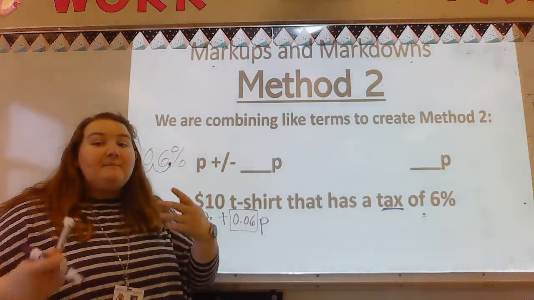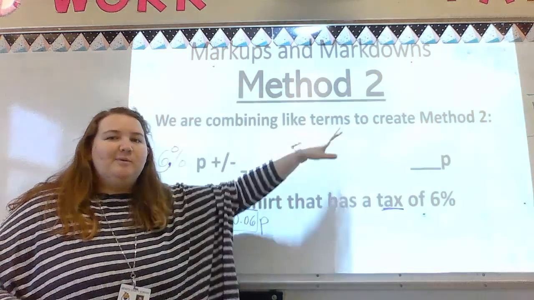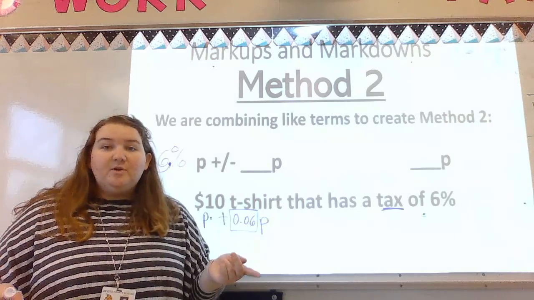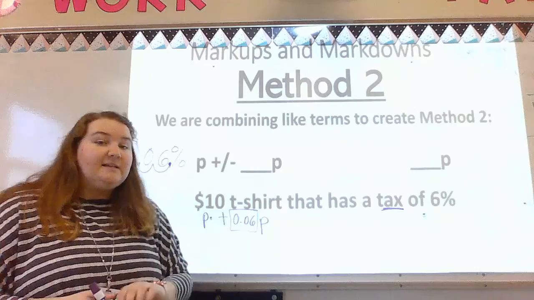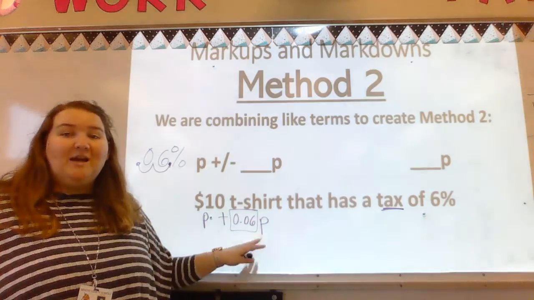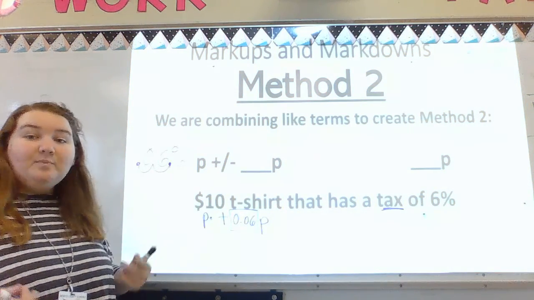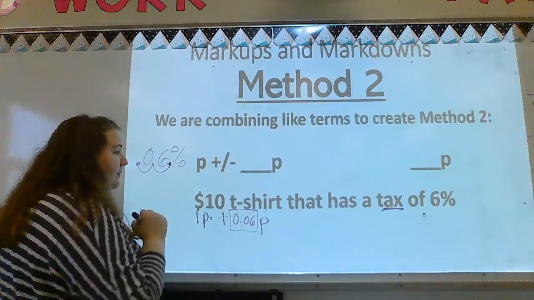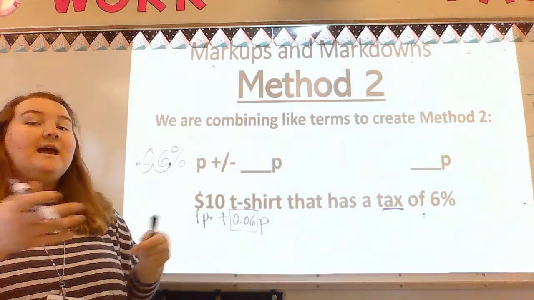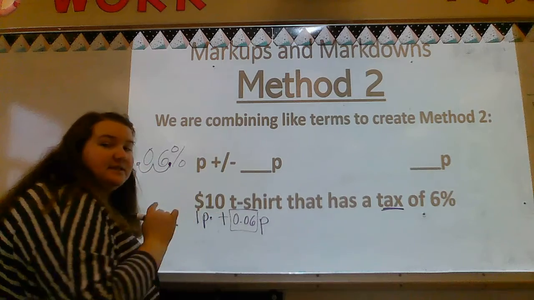Now, to create method 2, we're going to combine like terms. Remember, like terms are things that go together. So variables go with variables, constants go with constants. In this case, I'm going to combine P with P, price with price. Let's talk about this first one. There's nothing in front of it, so what we put is an imaginary 1, okay? So to create method 2, we combine like terms. P goes with P, 1 plus 0.06.